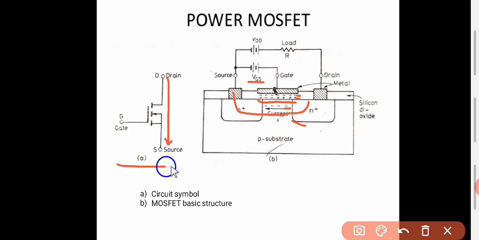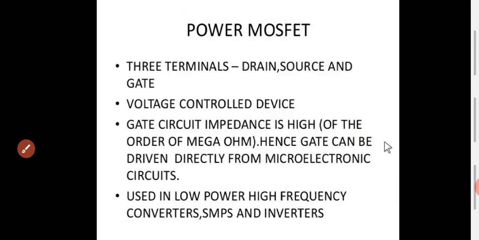And this is the symbolic representation of the MOSFET: drain, source and gate. The basic features of the power MOSFET: it is a three terminal device, and its terminals are drain, source and gate. It is a voltage controlled device and its input impedance is very high, in the order of mega ohms. So it is used in low power and high frequency converters like SMPS and inverters.